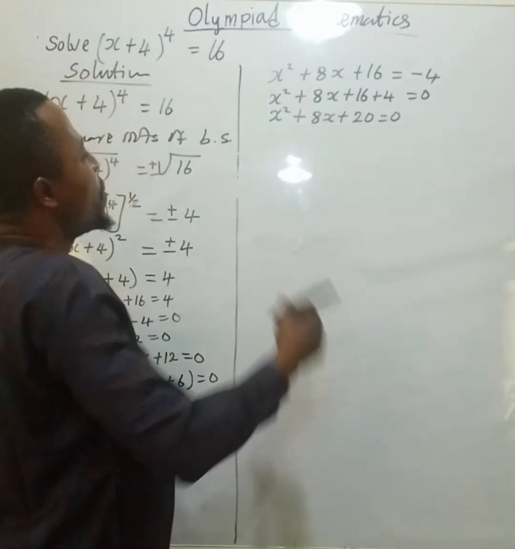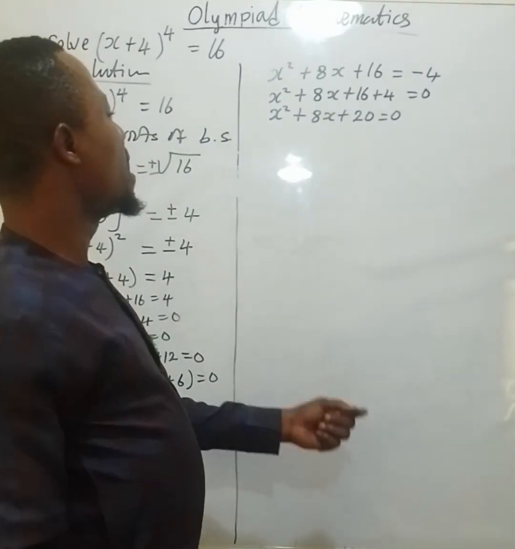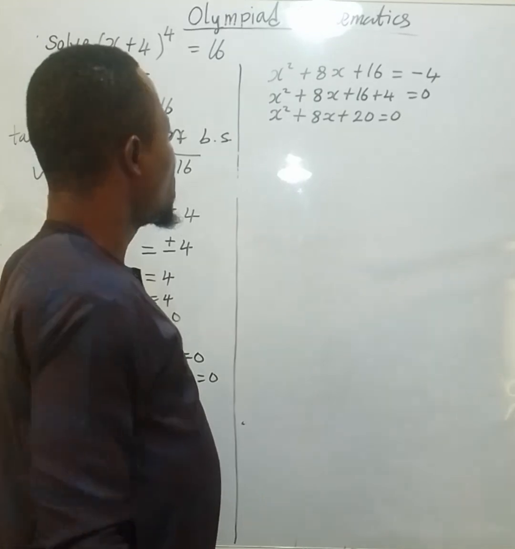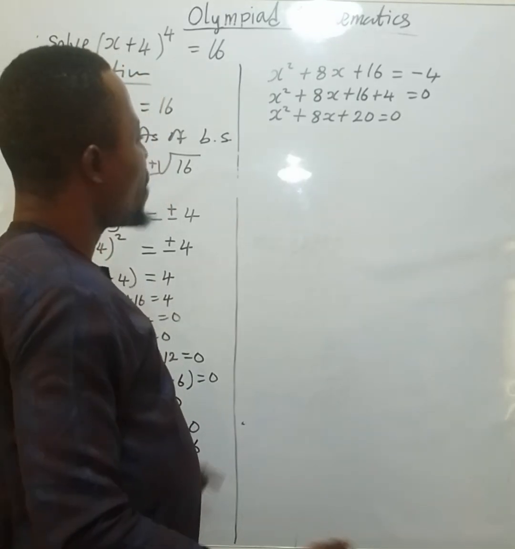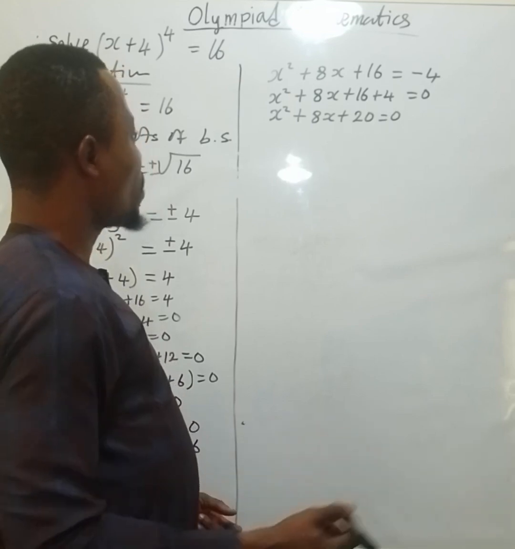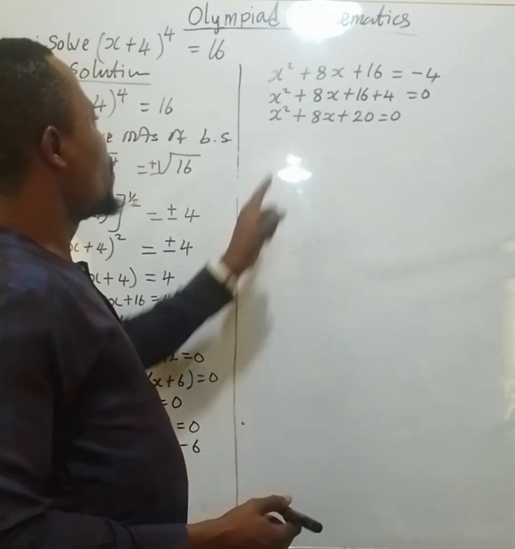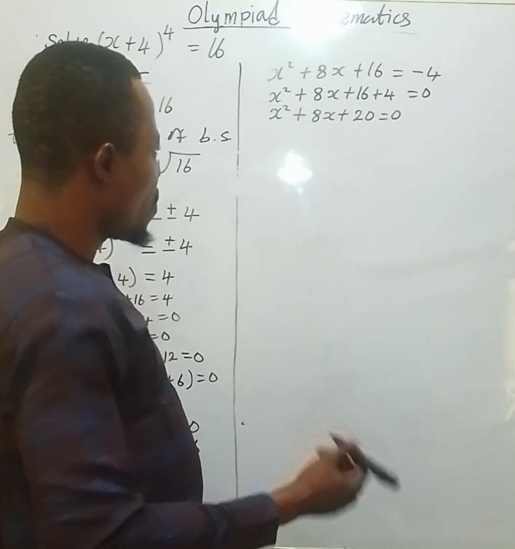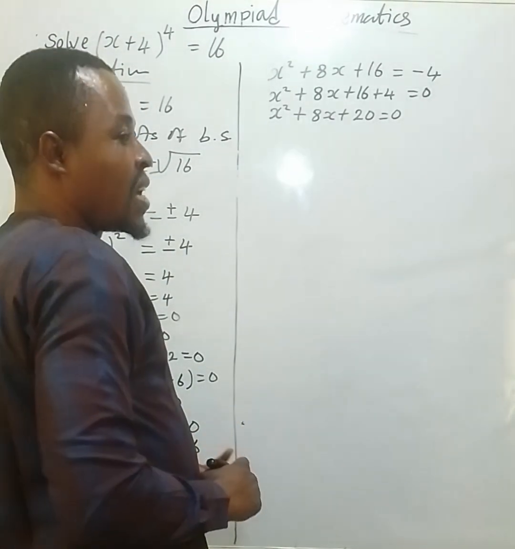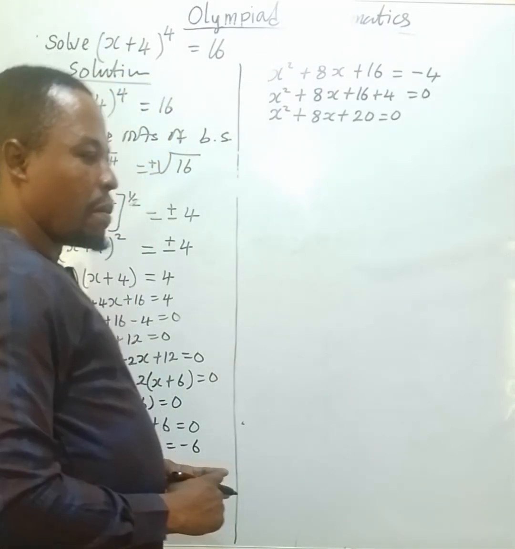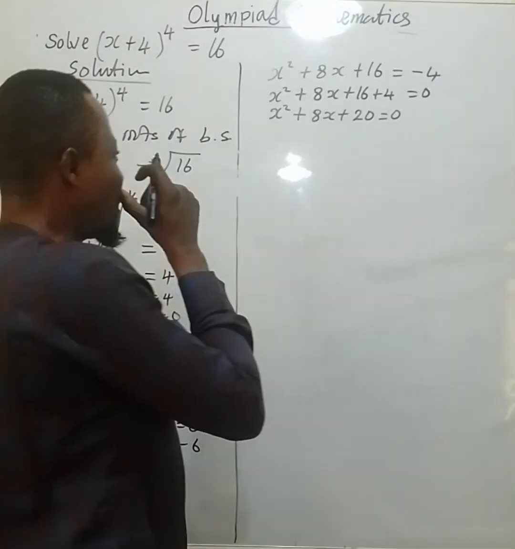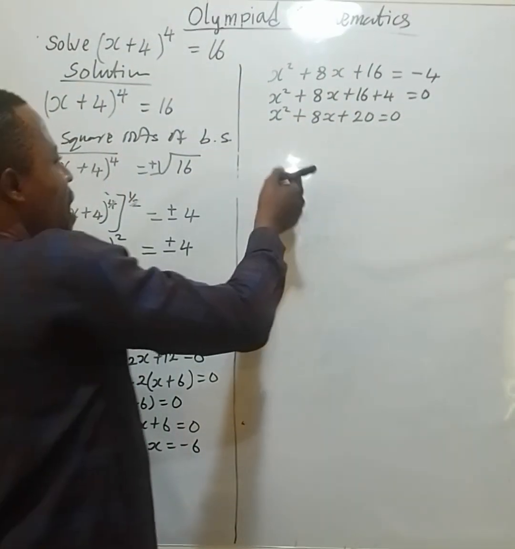From there, we will think about two factors that when we multiply them together give us 20, and when we add them together give us 8. So factors of 20, we have 2, 4, 5, 10, 20. But when you look at it, this one is not factorizable. Then we now use the almighty formula. There are two methods we can use: the quadratic formula, or the completing the square method. Let's use the almighty formula because of our time.